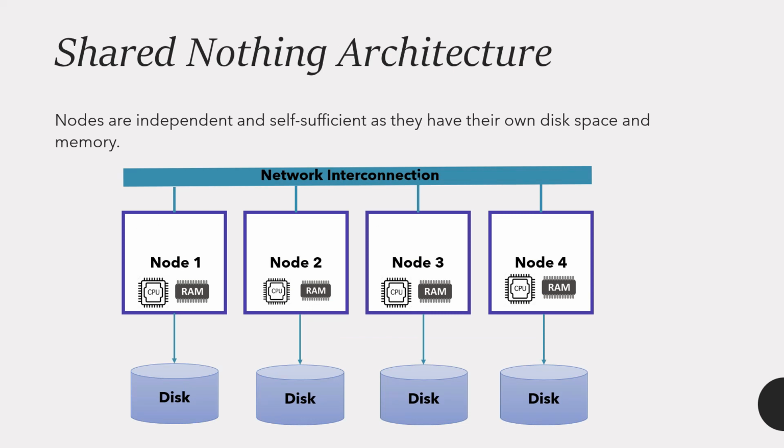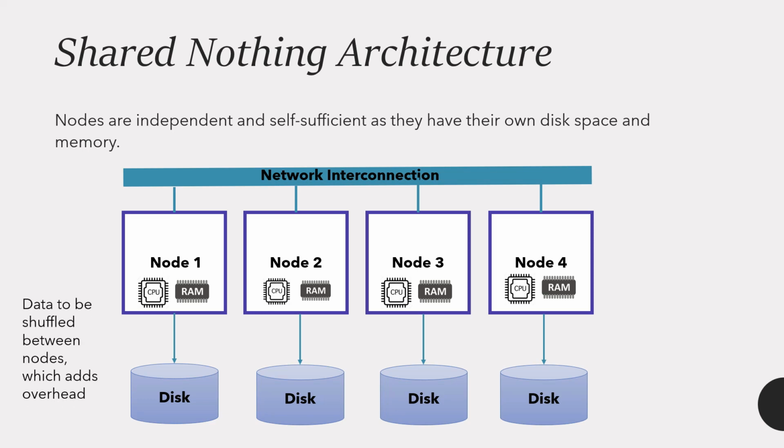Now coming to the shared nothing architecture, which means, as the name suggests, shared nothing: every node can act independently. They have their own CPU, own RAM and own disk. They are obviously connected by a network interconnection. It's a distributed architecture again, just like shared disk, but the difference is we are not sharing disks anymore. The nodes have their own RAM, CPU and disk. So they are pretty much self-sufficient because they have everything of their own.